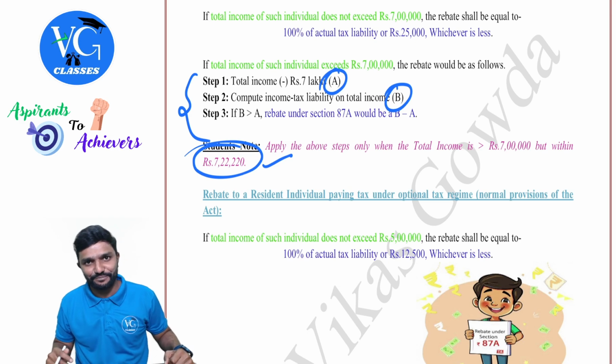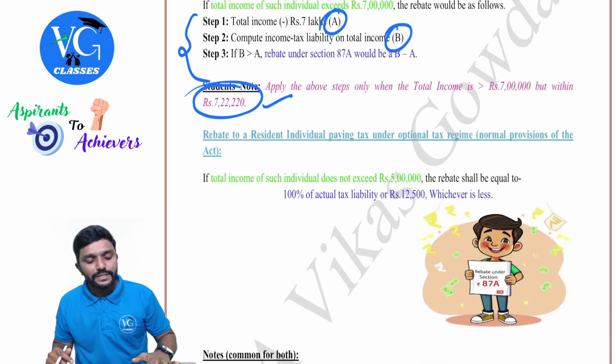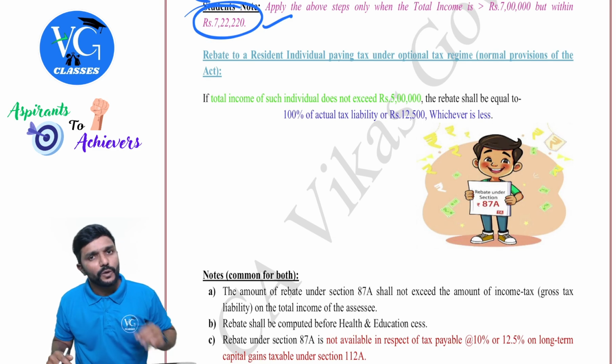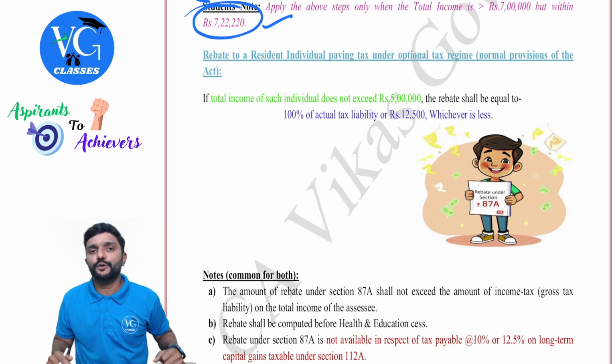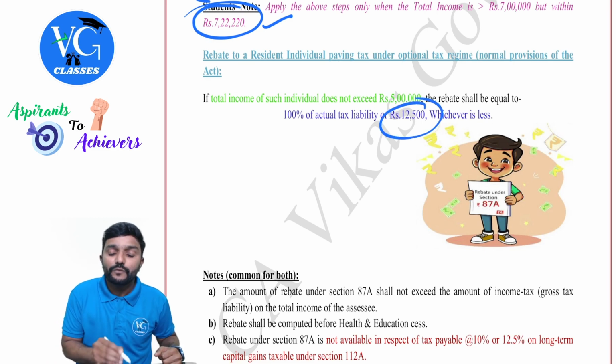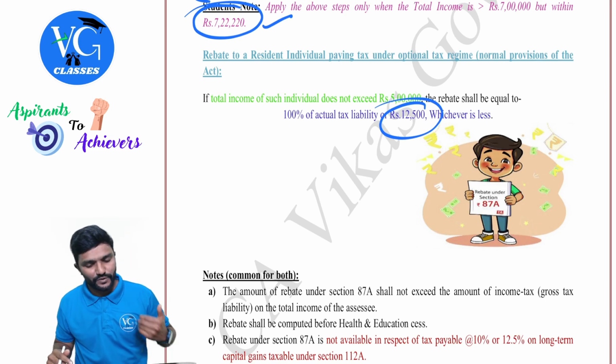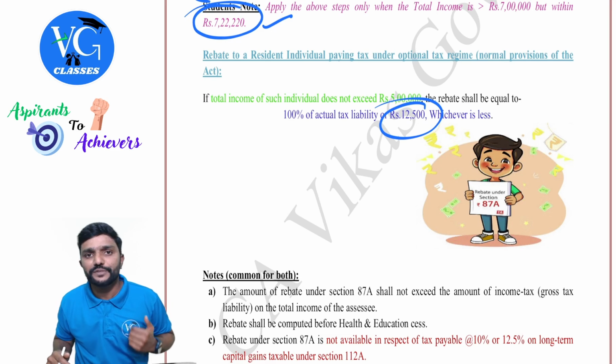following the default regime. Now coming to, sir, what if the resident individual is following the optional regime? Do they also get the rebate? Yes, only if the total income is up to 5 lakh, guys. Then the amount of rebate would be the actual tax liability before the cess or 12,500, whichever is less. Whichever is less. Okay, this is under the optional regime.